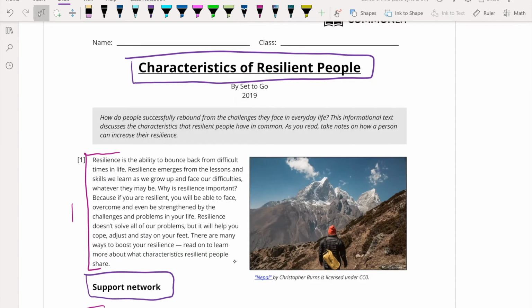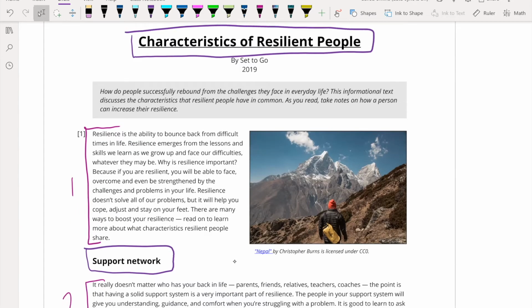Next, we will be closely reading and underlining. So let's take a look at the first paragraph right here. We're going to use a blue. Resilience is the ability to bounce back from difficult times in our lives. Resilience emerges from the lessons and skills we learn as we grow up and face our difficulties, whatever they may be. Why is resilience important? Let's note that question mark, okay? Because if they're asking a question, then they're either going to answer this question or we need to answer this question. And they are going to answer it for us, as we can see here.